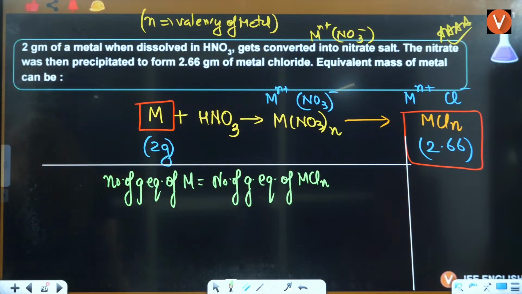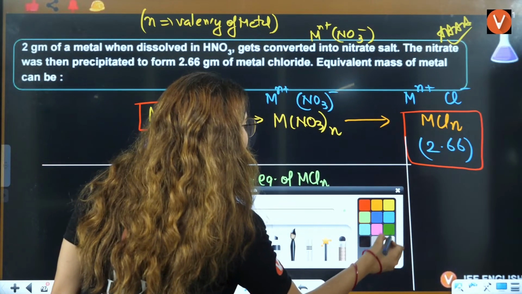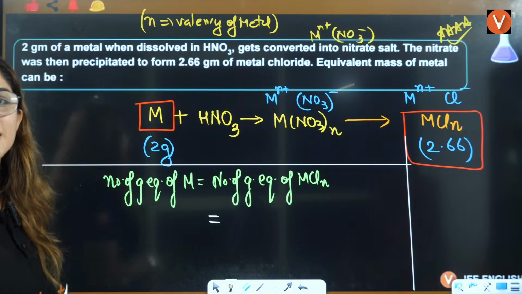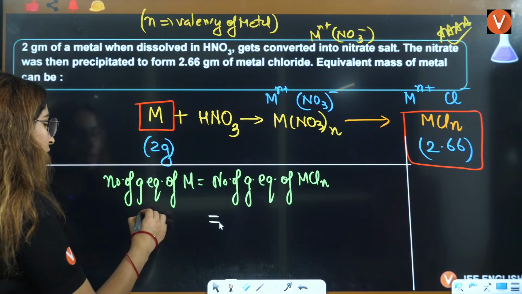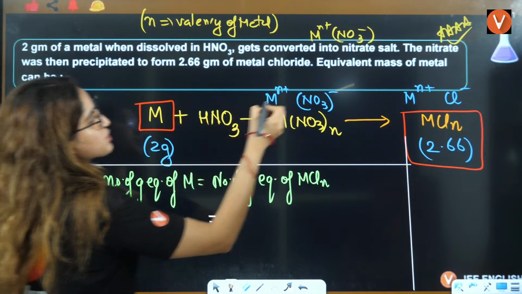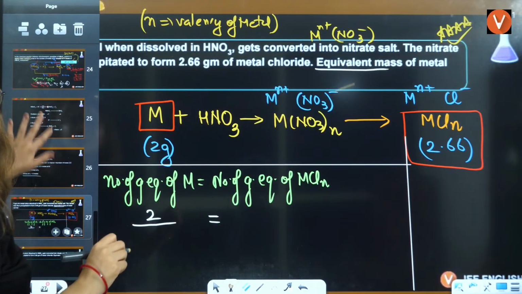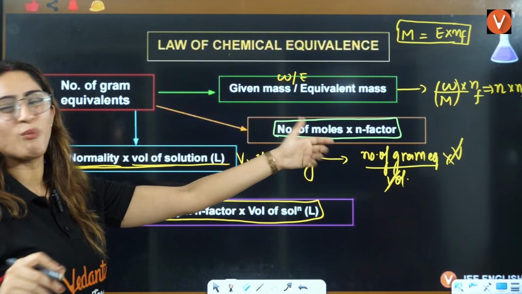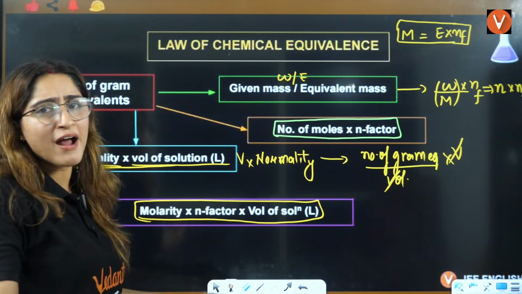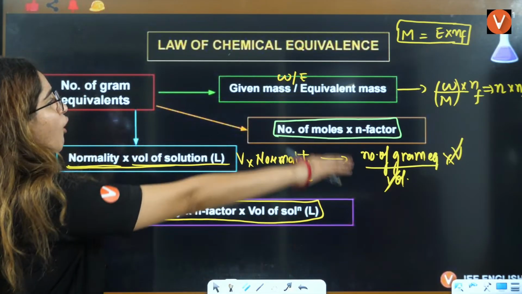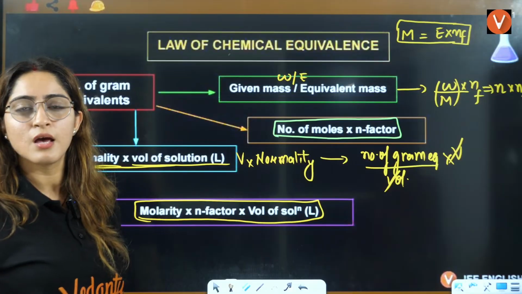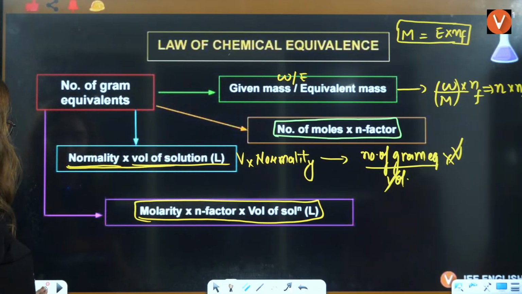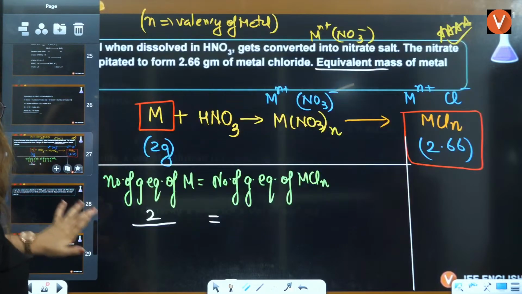Now, after this, what are we going to do? What is the formula here for gram equivalents in terms of mass? That will be given mass by equivalent mass. We know that this is another formula. If you start applying that formula, it will not be applicable because you don't know the n factor. But you can apply given mass by equivalent mass here, because they are asking you equivalent mass only. So I'll apply the first formula here.